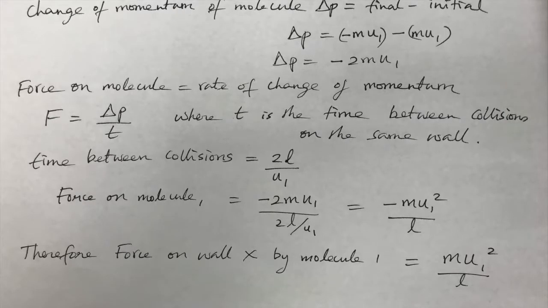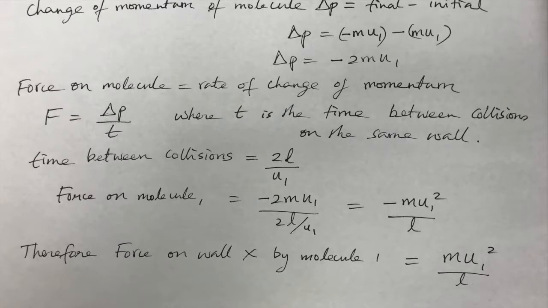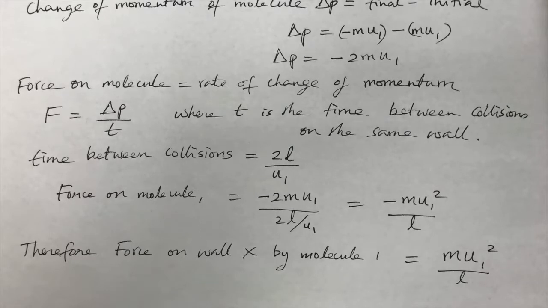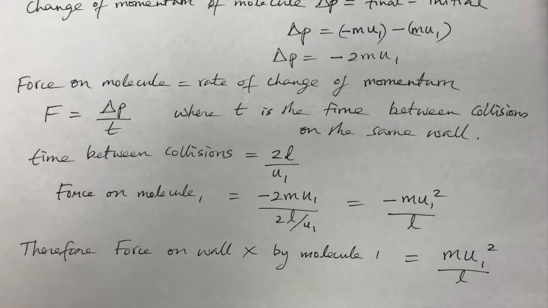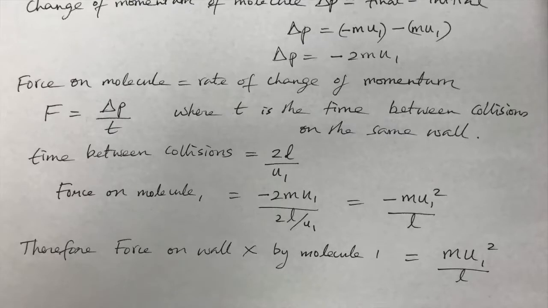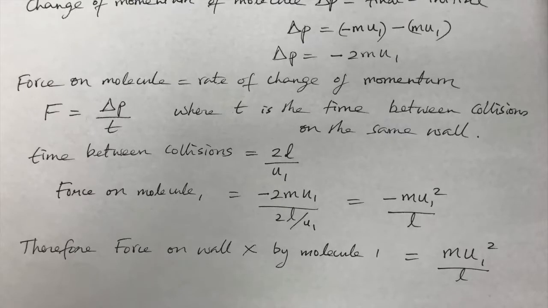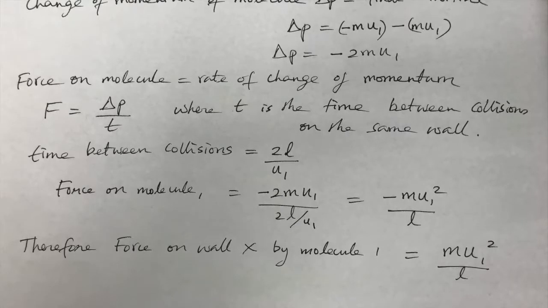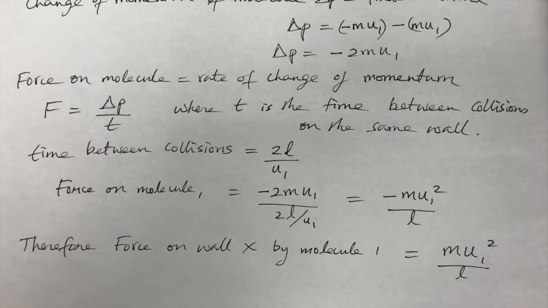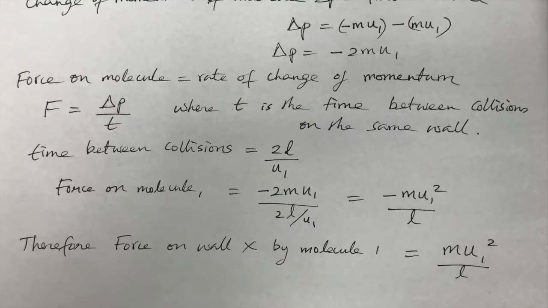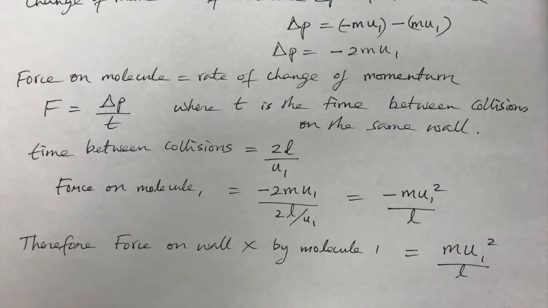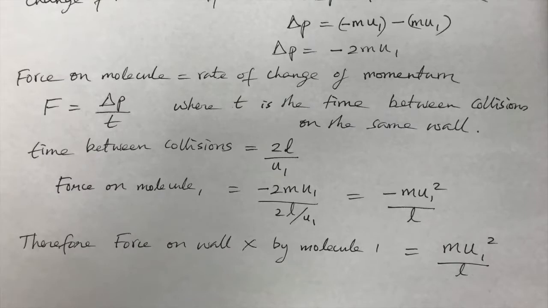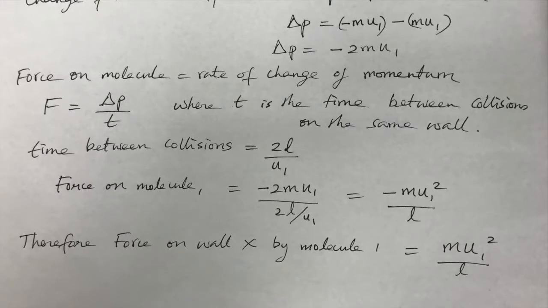And therefore, what is the force on molecule number 1? It is delta P, which is negative 2 m u1, over 2L over u1. The 2 cancels out. Negative m u1 squared over L. This is the force on molecule 1.